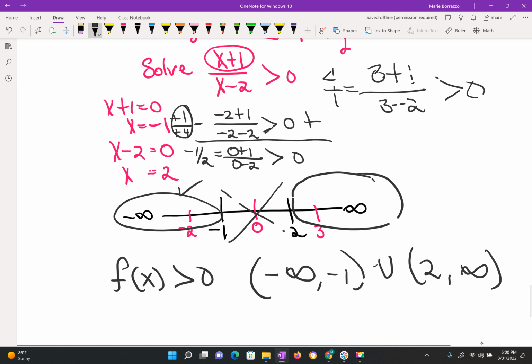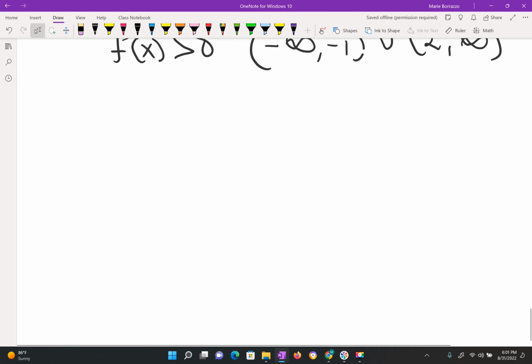Okay, that's example 4. Example 5 is an application question. We can do it or skip it, it's up to you.